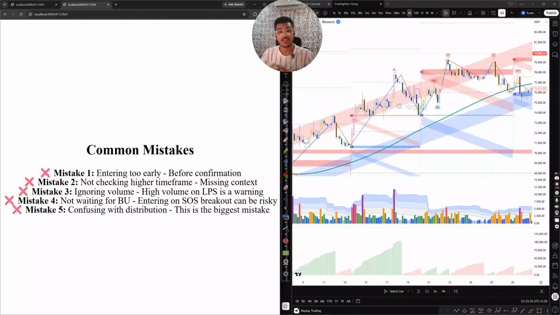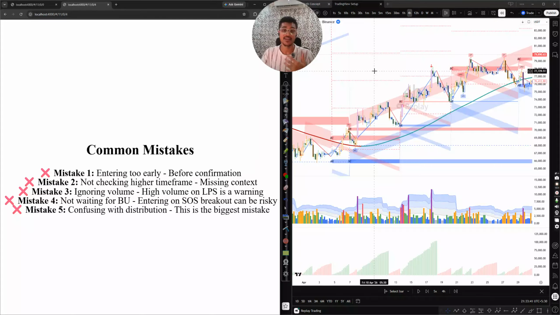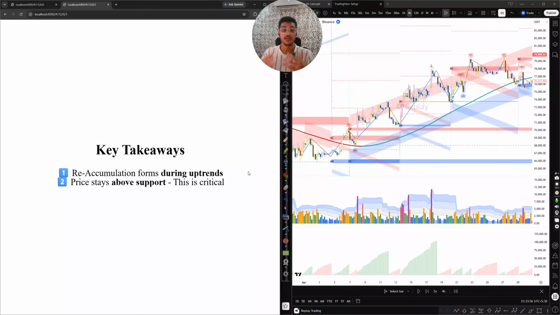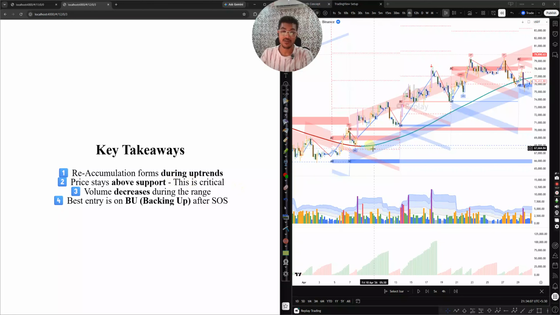Mistake number five is confusing it with distribution. This is the biggest mistake that you can make, and I have shown you guys how to categorize or distinguish between reaccumulation and distribution. The key takeaways from this lecture: reaccumulation forms during an uptrend. We see that, right? Price stays above the support. This is very critical. And volume decreases during the range. The best entry is on backing up action or after a sign of strength, like that. And always check higher time frames for context.